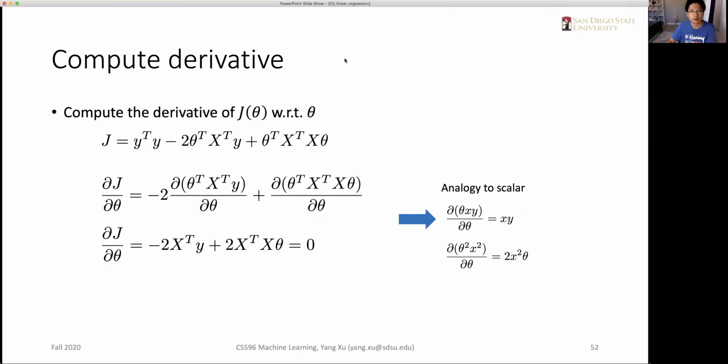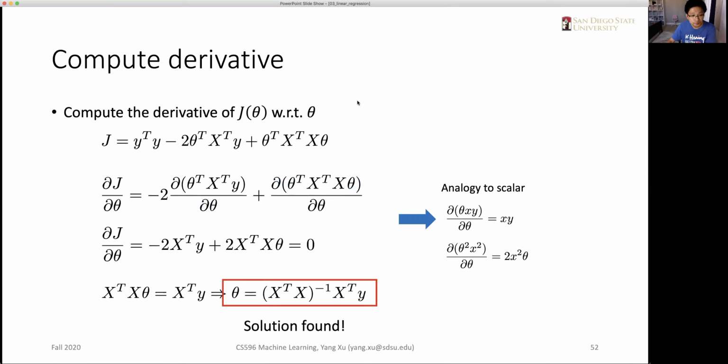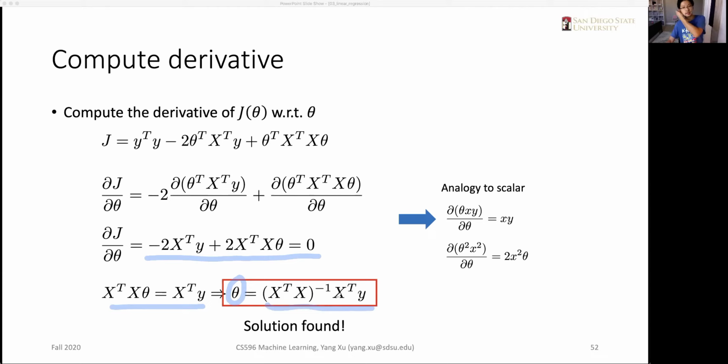All right, so we can solve it. Further moving around the terms in this equation will result in this one, and theta is simply the inverse of X transpose X, times X transpose times y. And X and y are merely data.